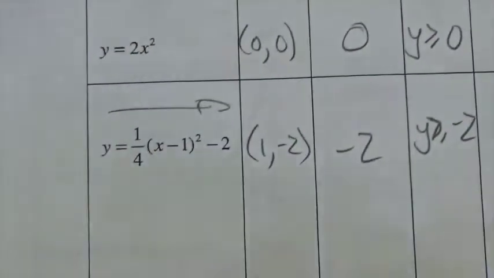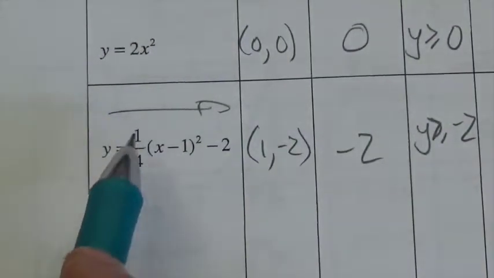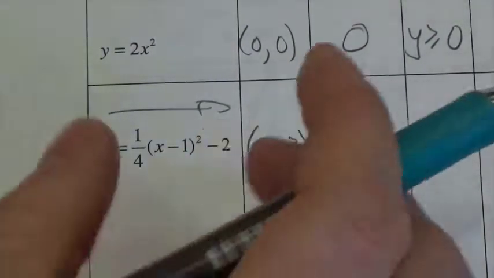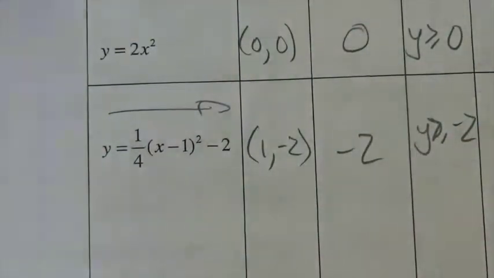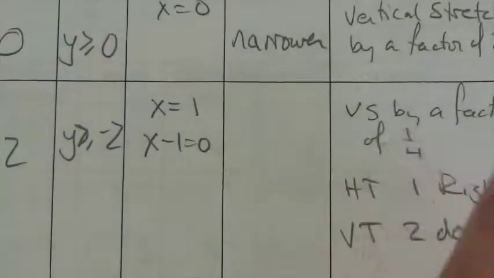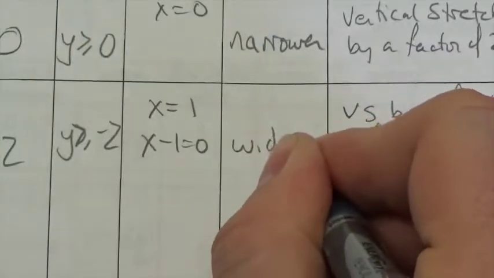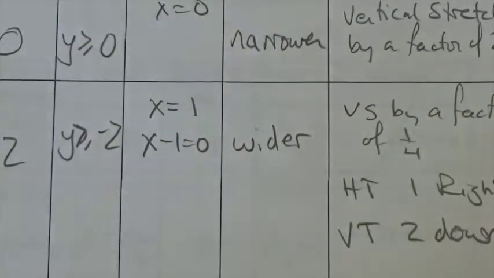Here, because the a value is smaller than 1, the graph is going to get shorter, but we are going to see that as wider. I hope that made sense.